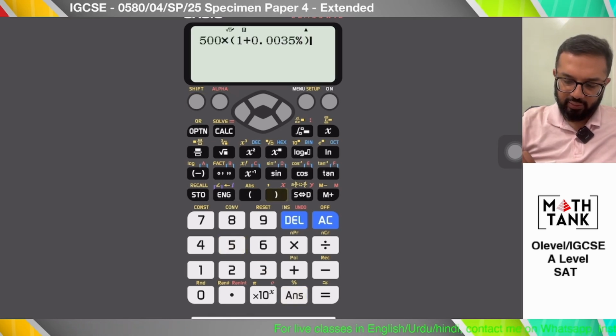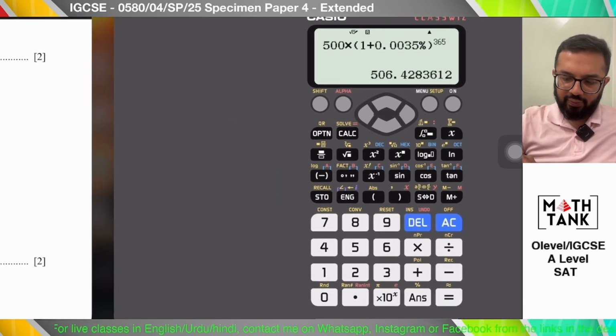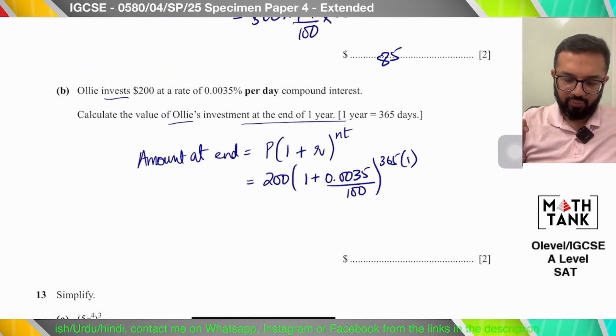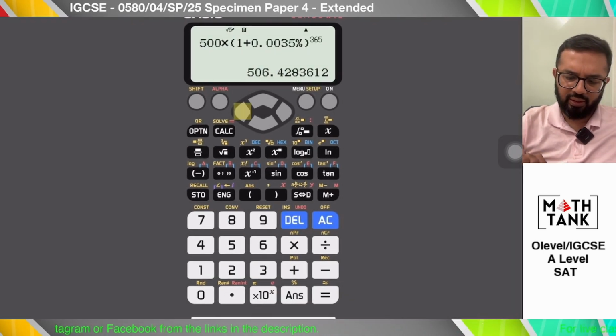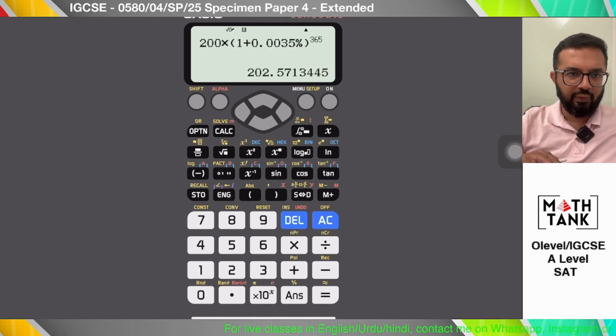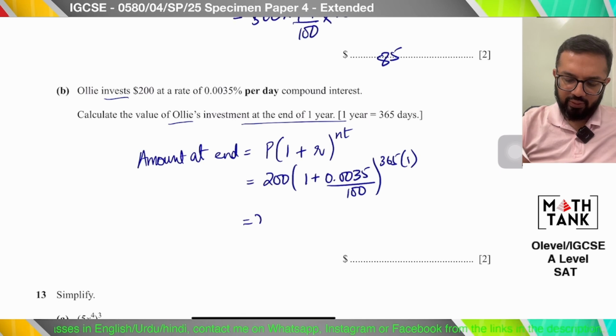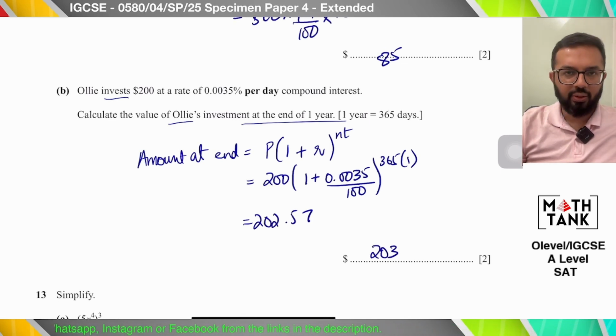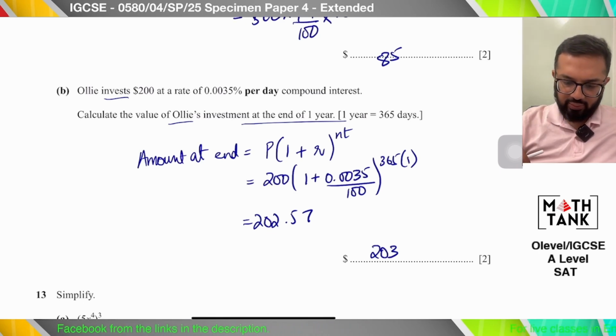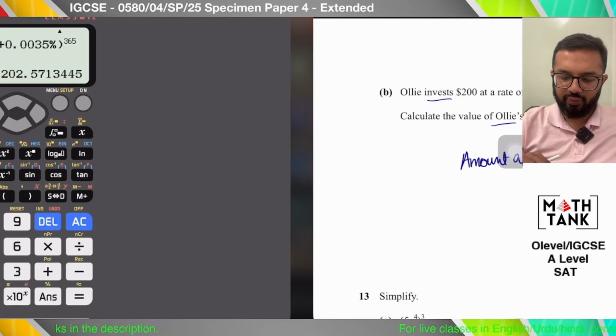0.0035% over 365, getting 506.42. Oh, it was 200. Why did I write 500? 202.57. So that's 202.57. So that's $203. That's a very small interest for the entire year. Okay.